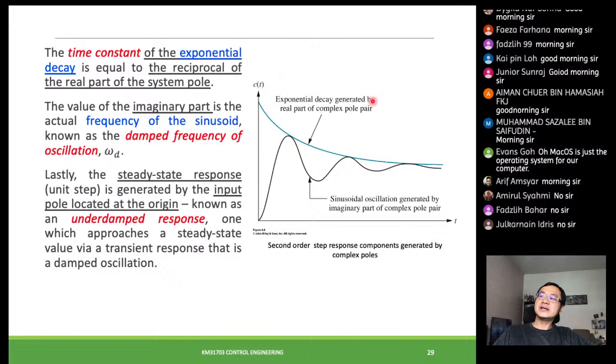Again, the time constant of this exponential decay, remember the time constant, right? So this exponential decay time constant is 1 over the real part. What is your real part here? Your real part here is -1. So it's basically 1 over -1, and you get -1, right? So that would be the time constant for your exponential decay.